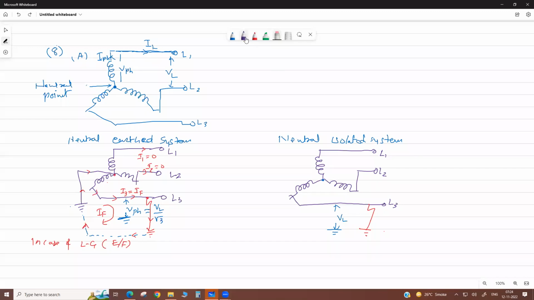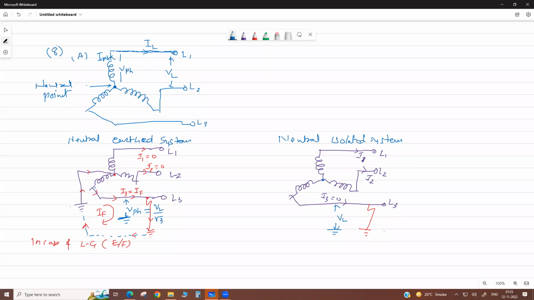No current will pass through this line. Even this I3 becomes 0. But the remaining two phases continue to carry load current. Sorry, I1 and I2 will continue to supply the load. That means these two phases are available for supply. There is no blackout here. But due to this fault, current 0 means power is not available on that phase.